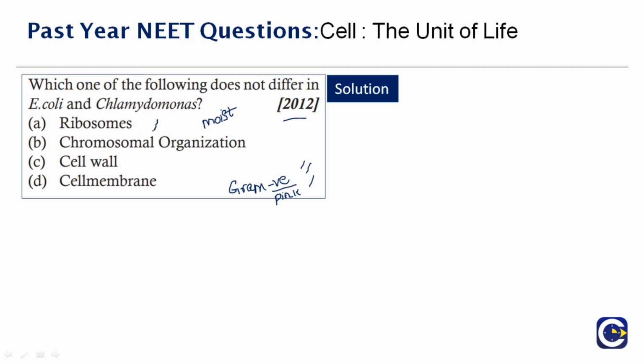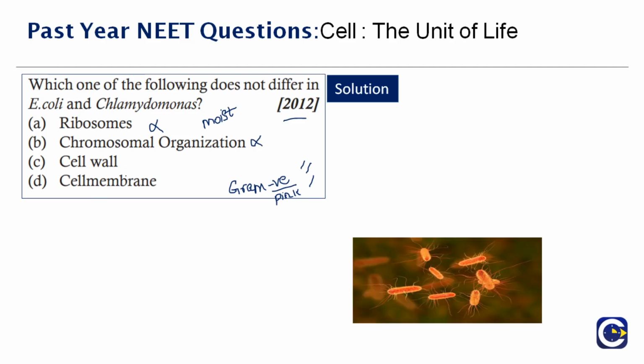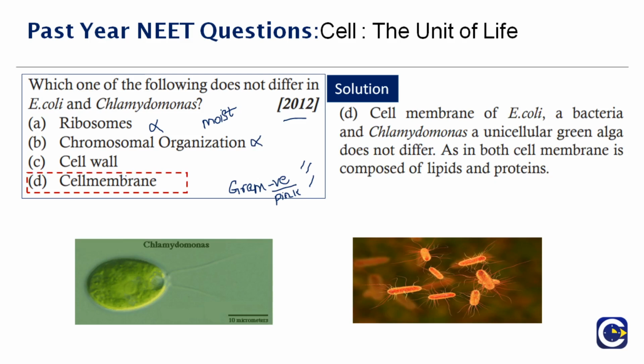If you see ribosomes, no. Chromosomal organization, again no. Cell membrane or cell wall, it should be either of these. The correct answer goes to option D, cell membrane. Why? Because both the organisms mentioned here, E. coli and Chlamydomonas, have a cell membrane that is composed of lipids and proteins.